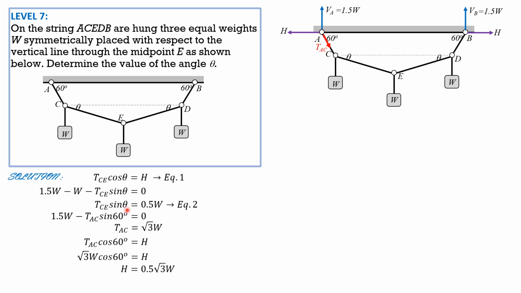So equation 2 divided by equation 1, TCE sine theta divided by TCE cosine theta equals 0.5 W over H, and H is 0.5 square root of 3 W. So 0.5 W over H, this is H, 0.5 square root of 3 W. Cancel out W, cancel out TCE. So tangent theta equals 1 over square root of 3. So from there, we can now solve theta. Theta equals 30 degrees. So that's it for this problem.